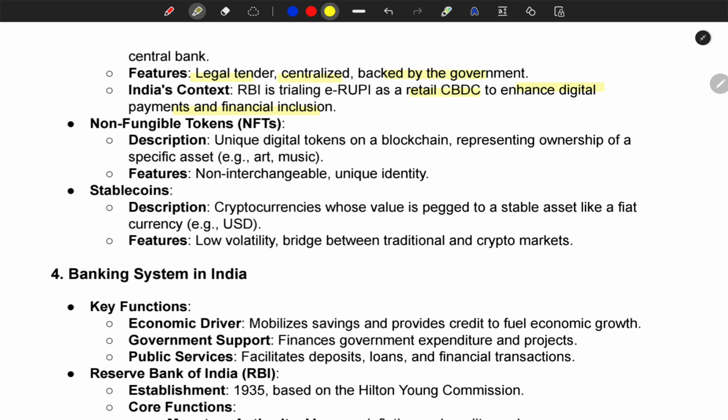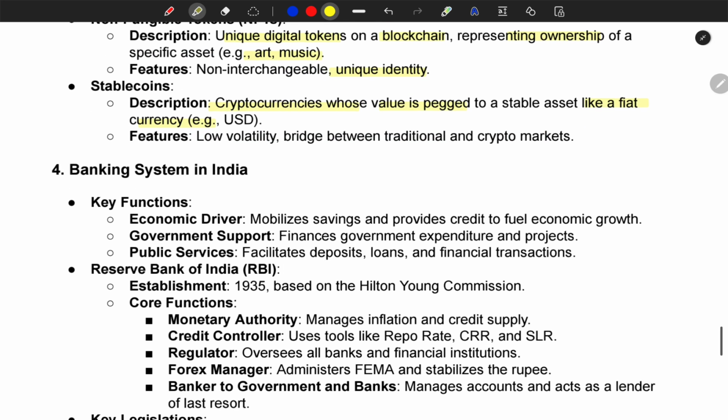Non-fungible tokens (NFTs). Description: unique digital tokens on a blockchain representing ownership of a specific asset. Example: art, music. Features: non-interchangeable, unique identity. Stablecoins. Description: cryptocurrencies whose value is pegged to a stable asset like a fiat currency. Example: USD. Features: low volatility, bridge between traditional and crypto markets.